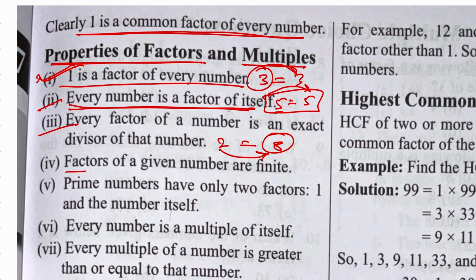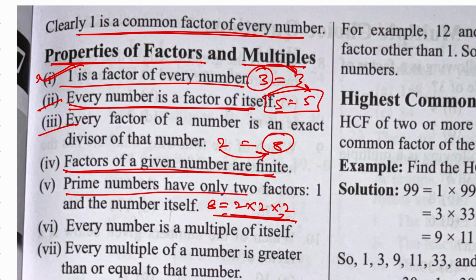Factors of a given number are finite. Finite means limited, fixed. So the factors of a given number are finite. For example, what are the factors of 8? 2 into 2 into 2. Finite. Now it cannot be more than this. Yes or no?